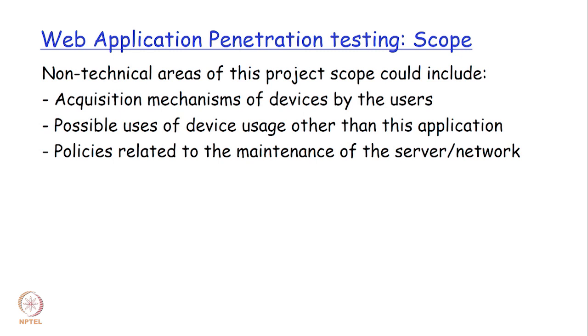So in terms of the scope of a web application penetration testing, some non-technical areas that one should basically take care of is the acquisition mechanisms of devices by the users. So other than the normal typical usage, how are the devices going to be used after being acquired by the users? For example, if a network is going to consist of, let us say, smart tablet devices that the users are going to make use of, we will also have to take note, as part of the penetration testing, of where those devices are going to be used by the user.